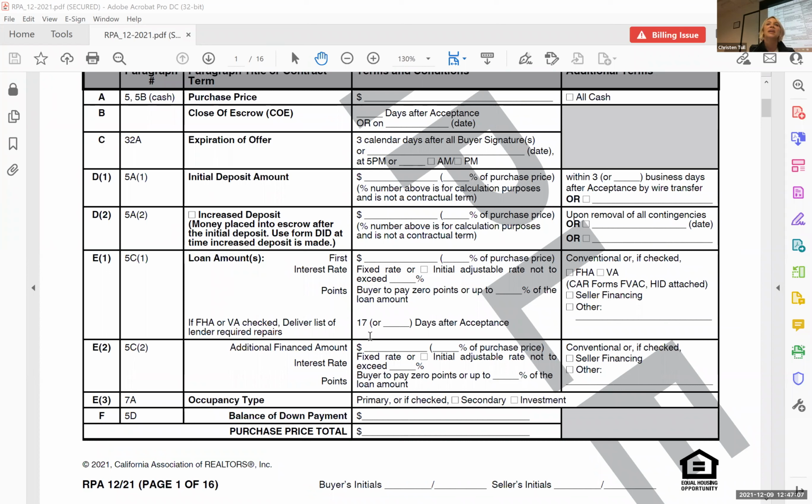FHA and VA typically take almost double the time to close. Even if you'll see offers written as 30-day, good luck with that. I hope I'm wrong, but good luck with that. So 17 days for that. This time frame is associated with this term right here. E2, additional financed amount.